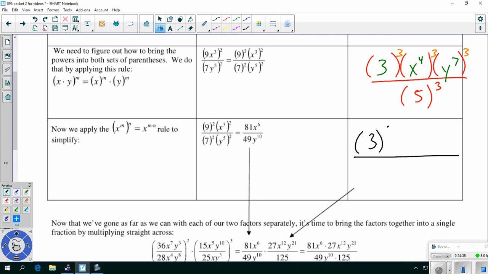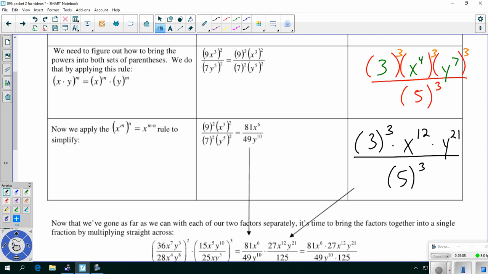3 to the 3rd, no problem there. X to the 4th to the 3rd, we said we multiply those exponents and we just get x to the 12th. Let's take a look at the next one, y to the 7th to the 3rd. Which of our 5 properties is this? Hopefully we see it's exactly the same one, and again we multiply those exponents together. 7 times 3 is 21. Downstairs I'll just copy my 5 to the 3rd.